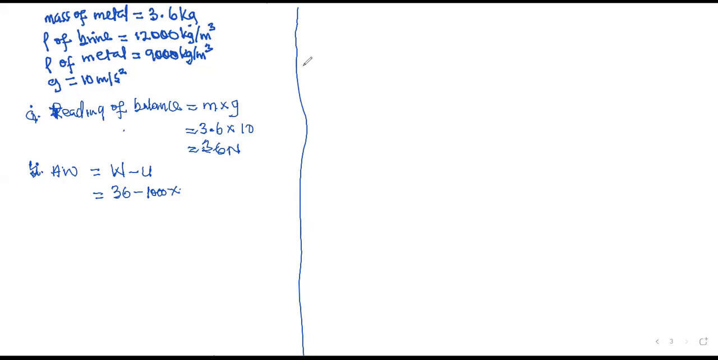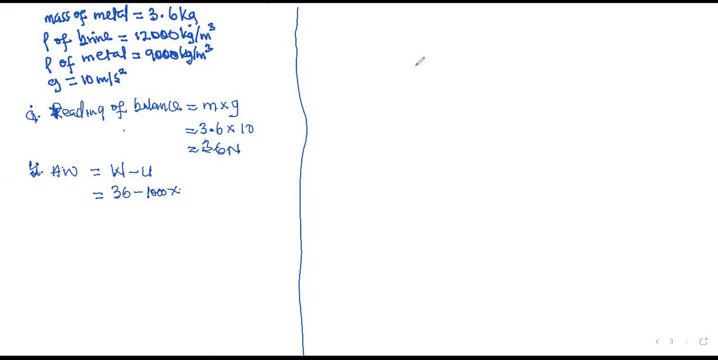Yes, Nana Kwame Osafo. Sir, what does the AW stand for? Apparent weight. The apparent weight is equal to the reading of the balance. Are you okay? Yes, sir. So we need to find the volume of water that will be displaced.